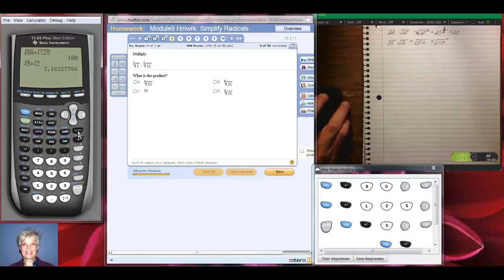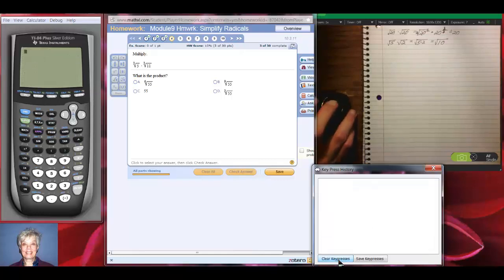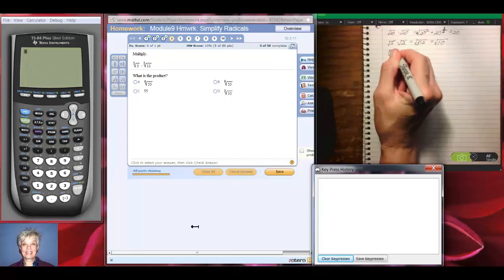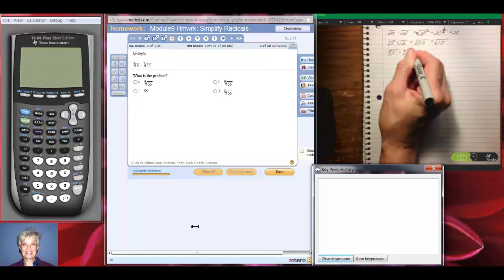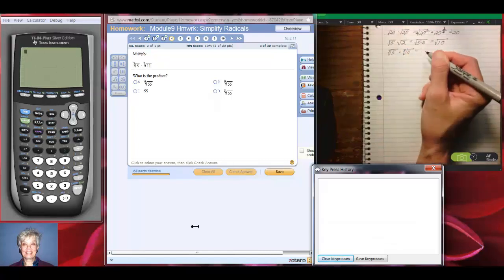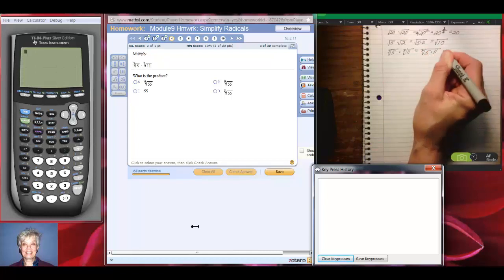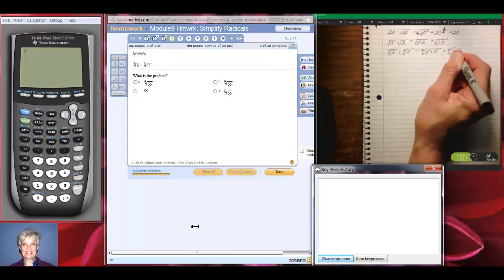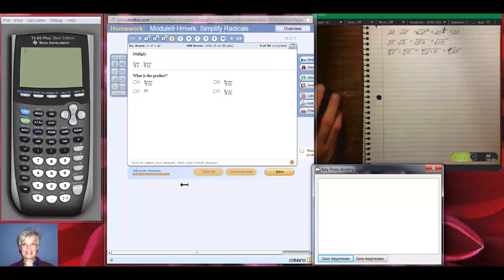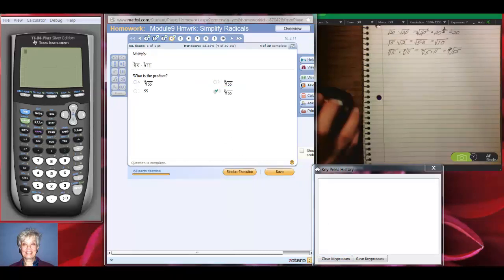I'm going to clear the calculator, and now we're going to look at the third root of 5 times the third root of 11. Well, they're both third roots. The cube root of 5 times the cube root of 11 is going to be, because they're both cube roots, the cube root of 5 times 11, which is going to be the cube root of 55. And that's a 3, believe it or not. So here, D is going to be our answer. And let's check our answer. Nice work.